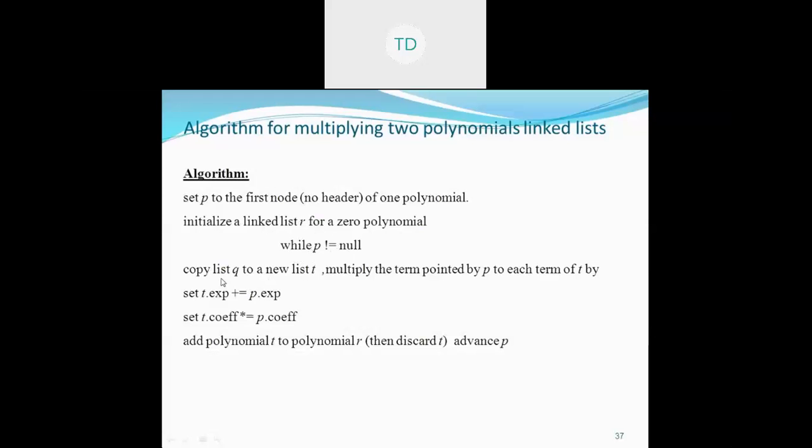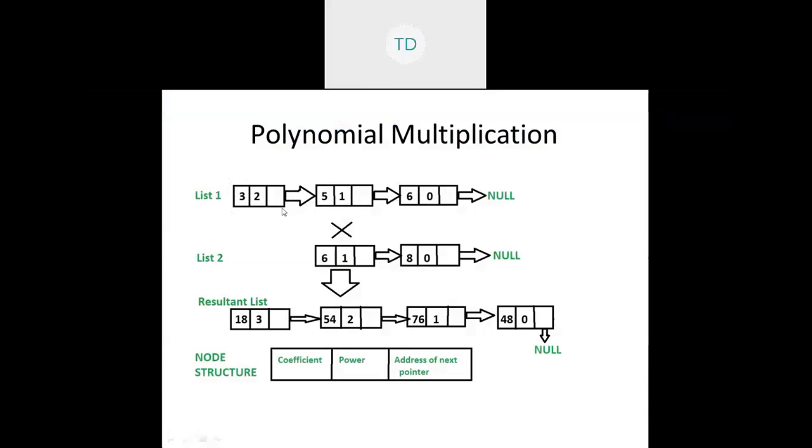Similarly, copy list q, which is your second linked list, to a new list t, and multiply the term pointed to by p to each term of t. What does it mean? Suppose, see the previous example in which p is pointing to this node and q is pointing to this node. First of all, this p is multiplied to this, and then q is advanced. Now q is pointing to this node, and p is once again multiplied. So this list is completely exhausted. After this complete exhausting of this list, then p is advanced. Now p is pointing to this. Once again we start the same multiplication from the first node of the second linked list.